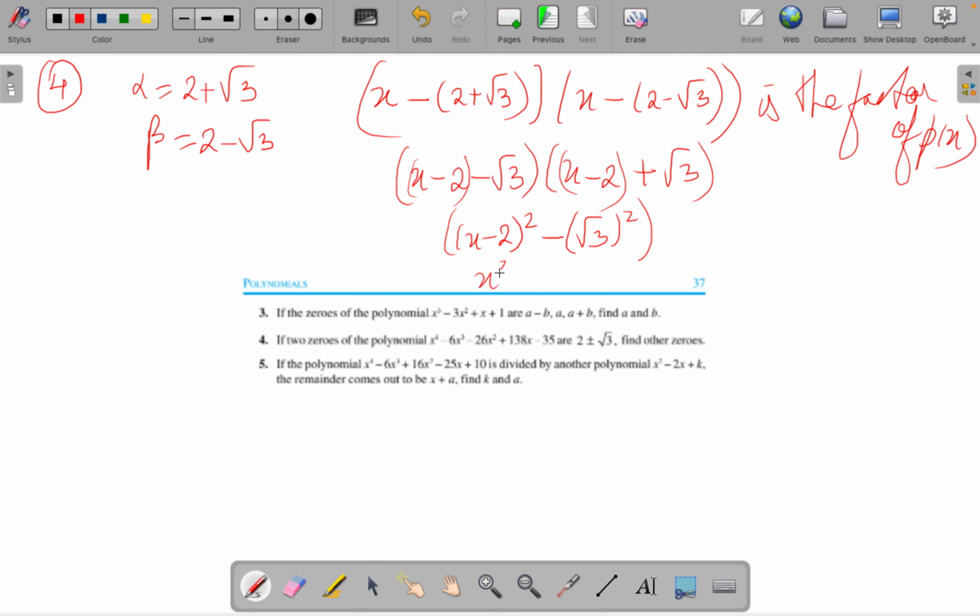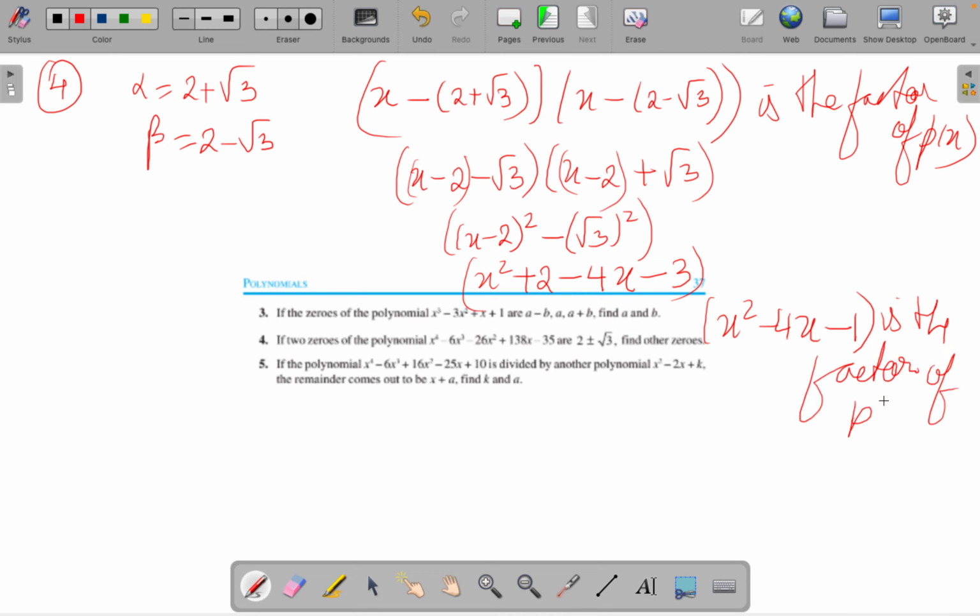Can you open it? x square plus 4 minus 4x, a square plus b square minus 2ab, minus 3. So what is the factor? x square minus 4x plus 1 is the factor of the p(x) which is given to us. Now you know how to find the next factor. This factor we already have. Now you will do long division. Long division करके can you find out the quotient? Quotient will be the another factor, right?